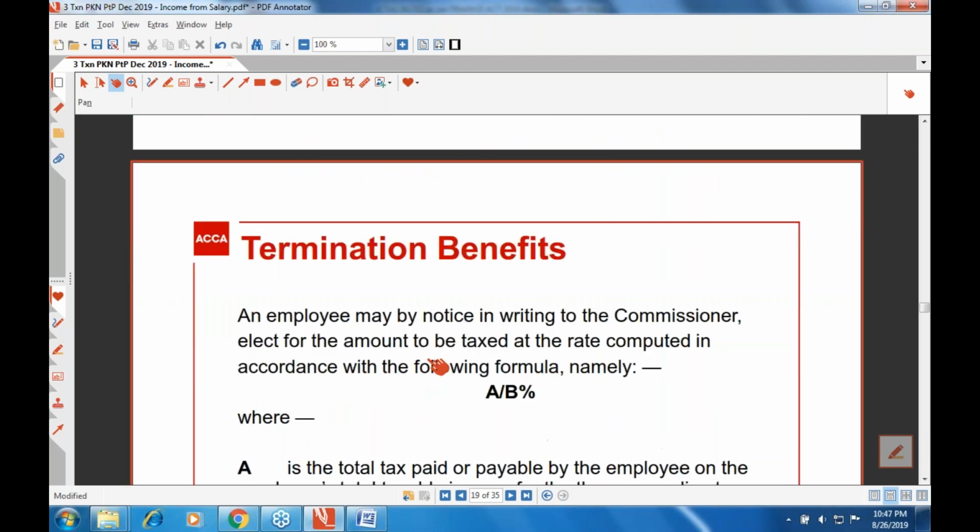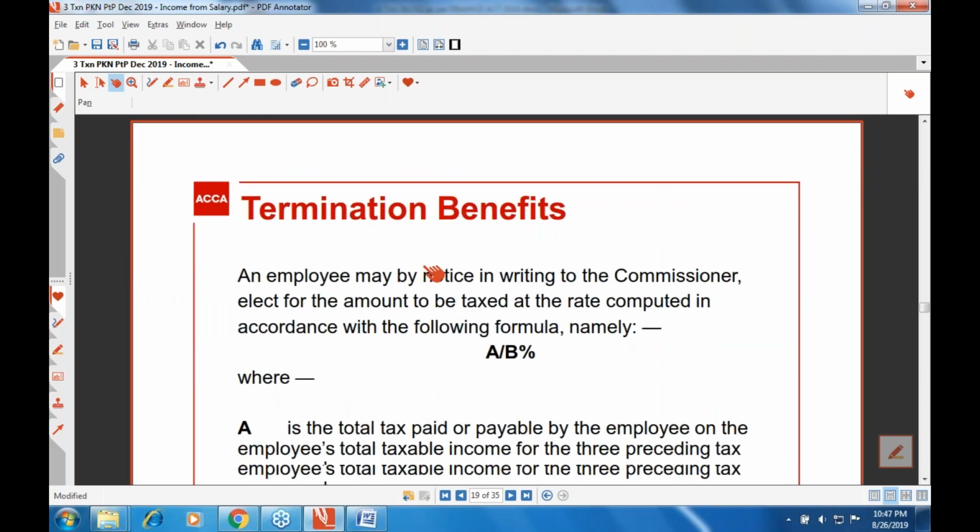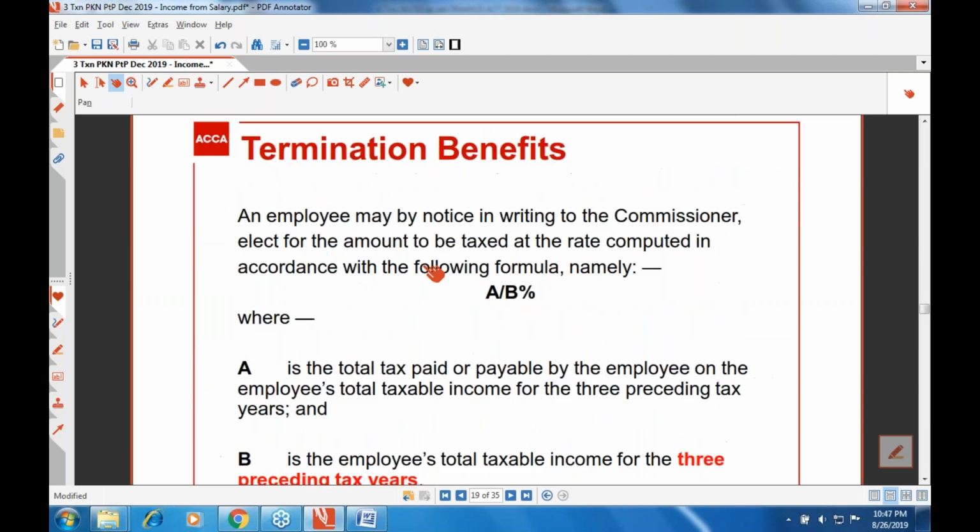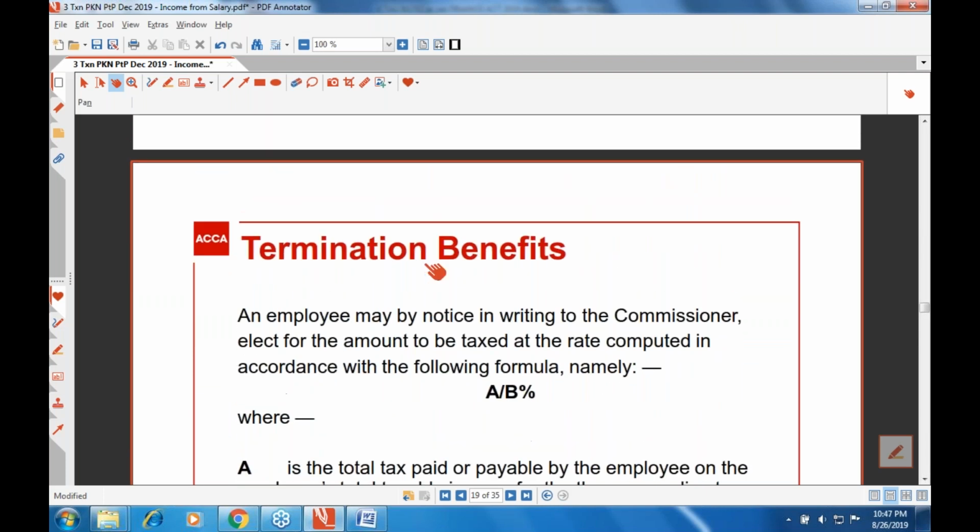I've talked about the termination benefits. Now I'm going to discuss termination benefits: what exactly do we mean by termination benefits? At times an employee's service is terminated either voluntarily or forcefully.